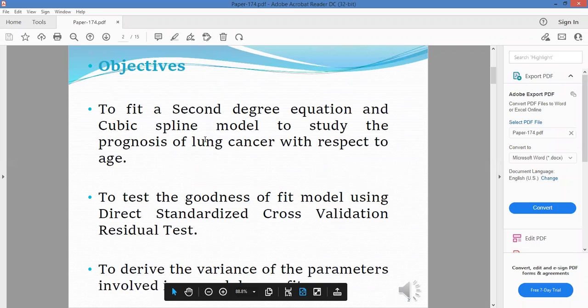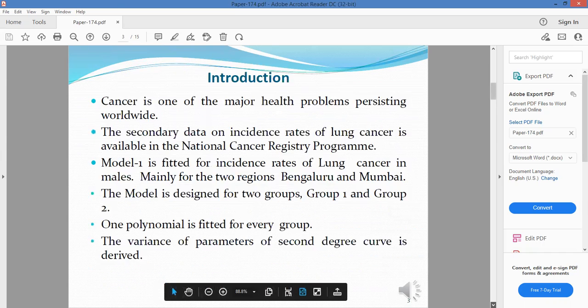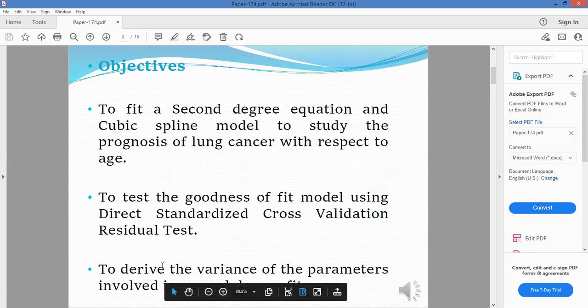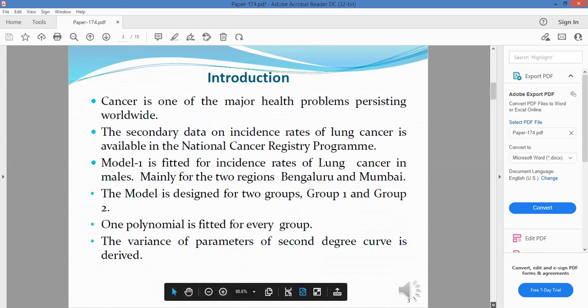The objective of my study is to fit a second degree equation and a cubic spline model to study the prognosis of lung cancer with respect to age, to test the goodness of fit of the model using the direct standardized cross-validation residual test, and also to derive the variance of the parameters involved in this model.